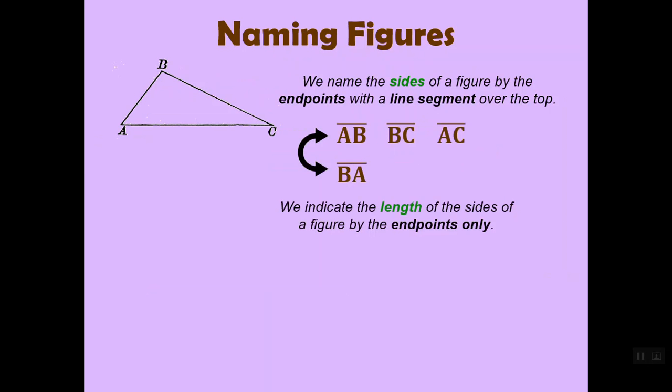If we're talking about the length of the side, we indicate that by the endpoints only, no line over the top. So if we're talking about the number rather than the name, the number that it's the length, we just use AB with no line over the top, such as AB is 12 inches long.